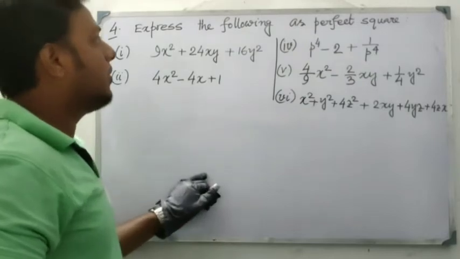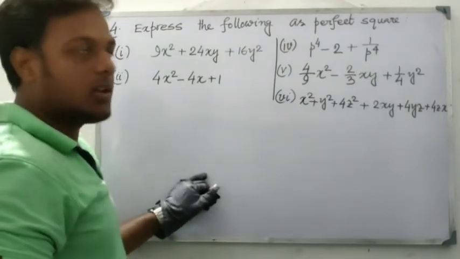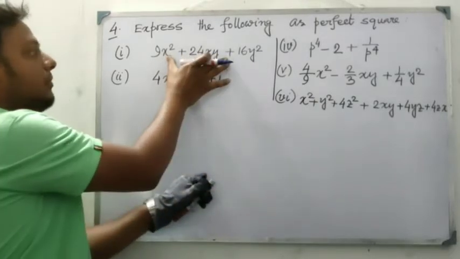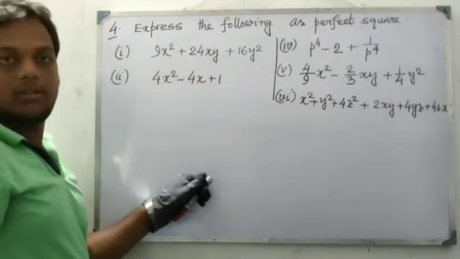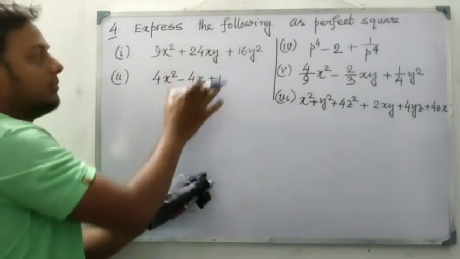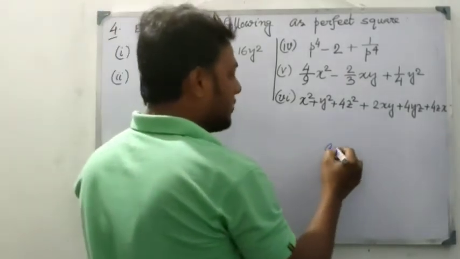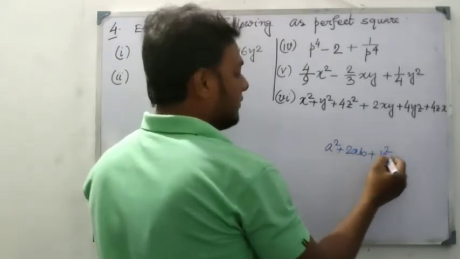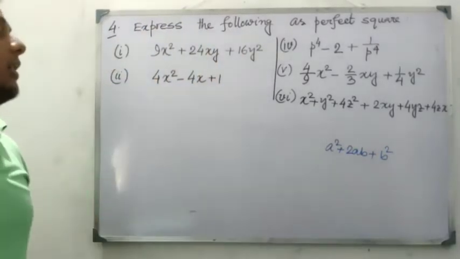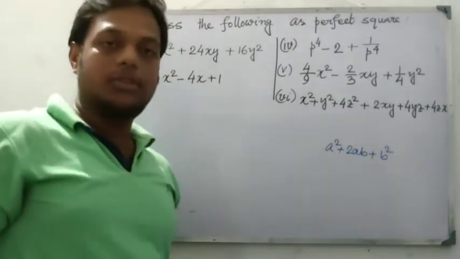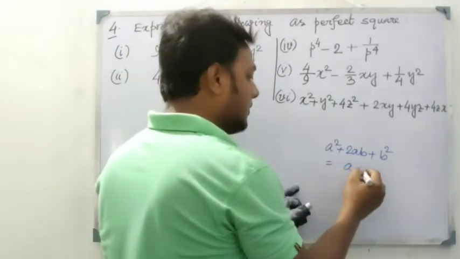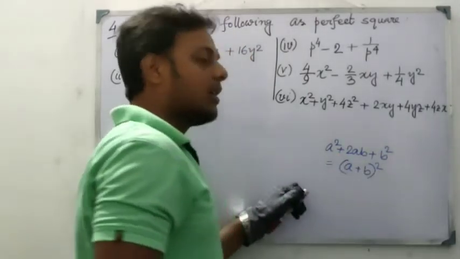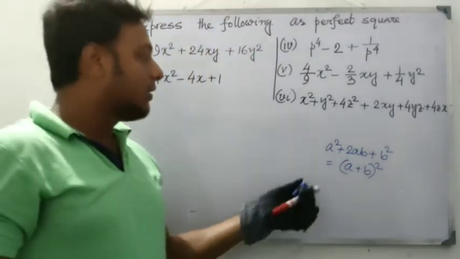Next, okay, 4th series. Express the following as a perfect square. So you have to express the first algebraic expression into a perfect square. That means this is the expanded form. Suppose you have a square plus 2ab plus b square, and in place of a square plus 2ab plus b square we can write (a plus b) whole square, because (a plus b) whole square and these two are identical, that means the same thing.